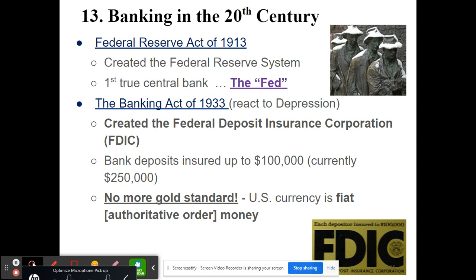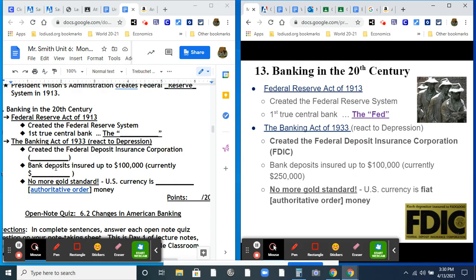And so now there's no more gold standard, and U.S. currency is fiat, or authoritative money. That's why it says this is legal tender on the bill. And if you click on that again, you'll see that dollar on the Amazon, and you can scroll over it and see the words "This is legal tender." And that's it. All right, let's go ahead and add in those notes.